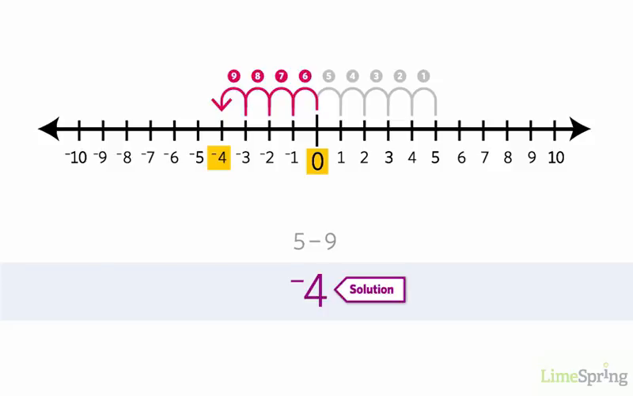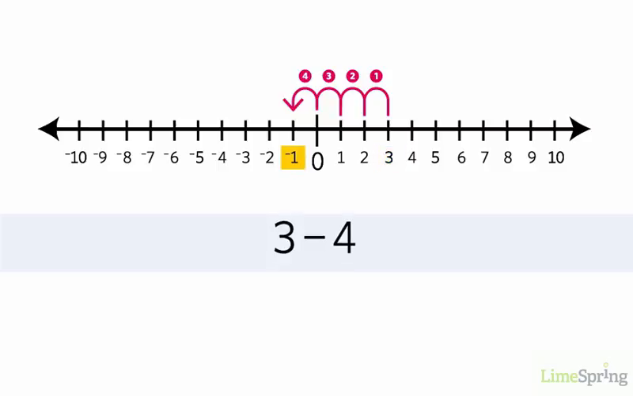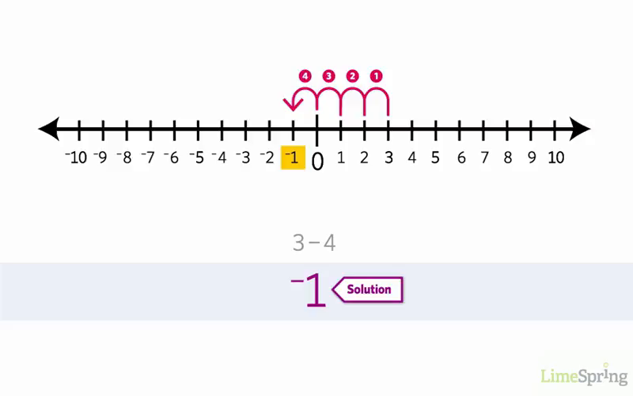Okay, let's try another problem. How about 3 minus 4? Again, we start at 3 and go 4 steps down the number line. Where do we end up? At -1. So 3 minus 4 equals -1. All right, let's do 2 more problems using number lines.